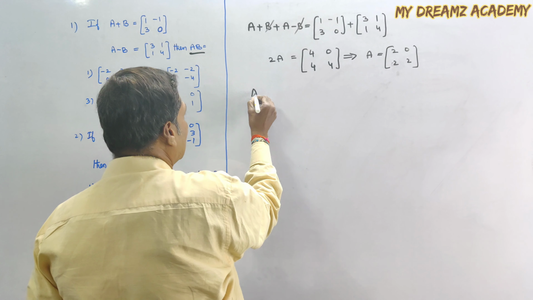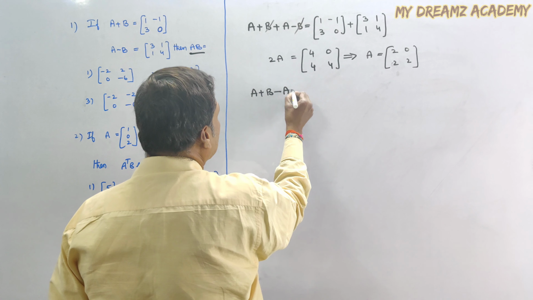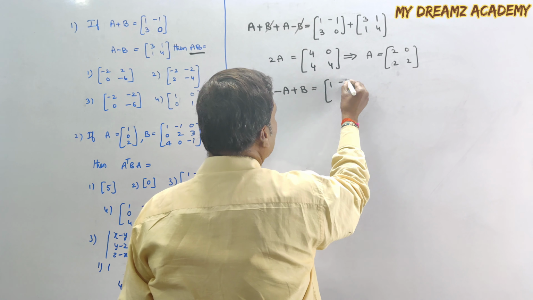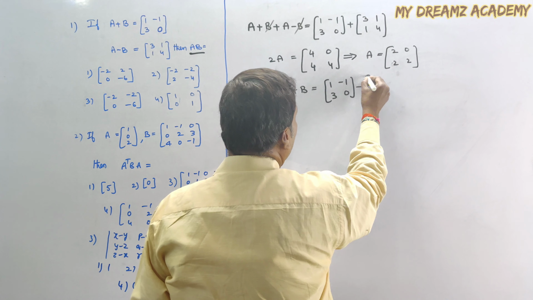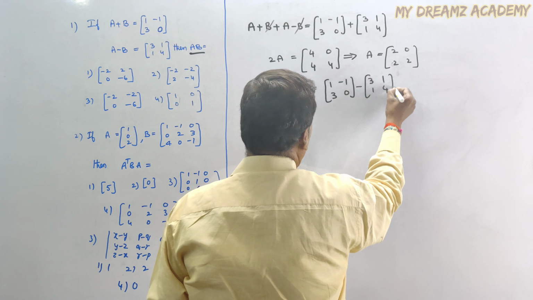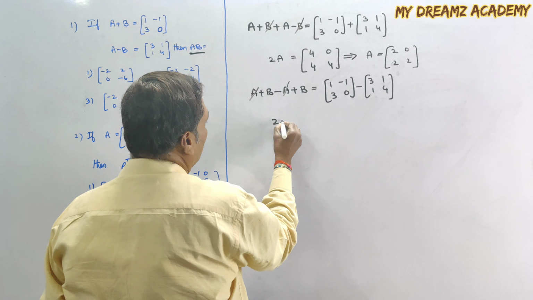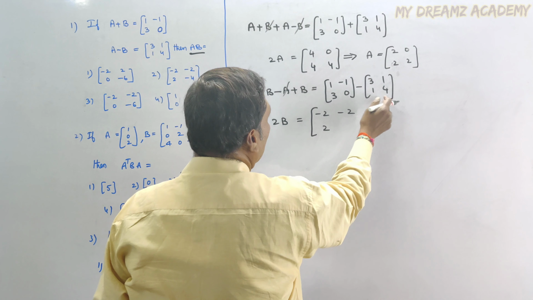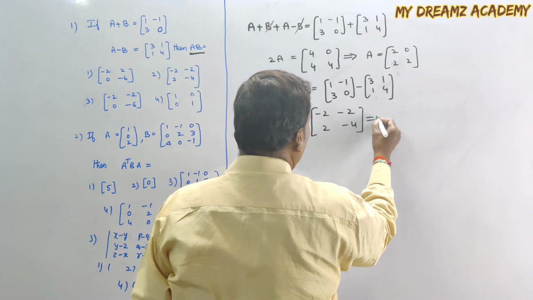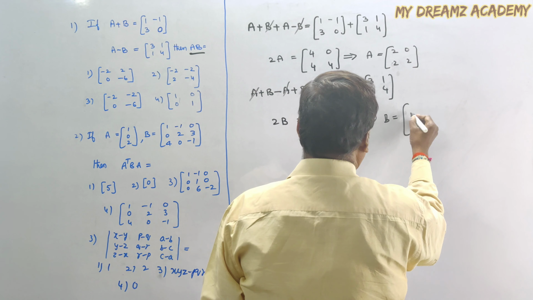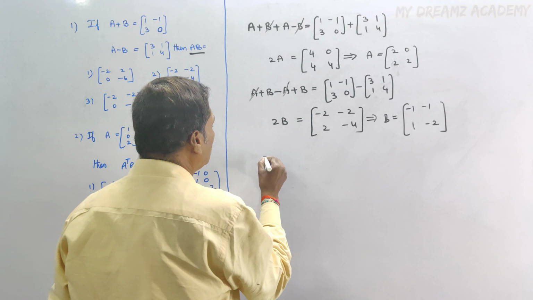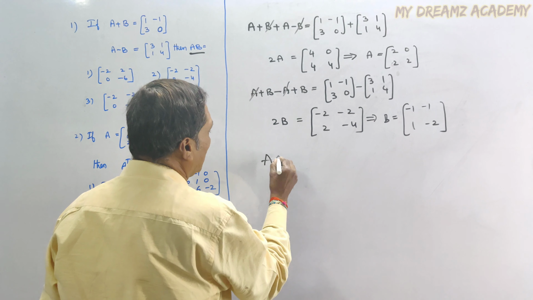Similarly, if I subtract, A plus B minus A minus B, subtracting these two equations, that is [[1, -1], [3, 0]] minus [[3, 1], [1, 4]]. So A and A cancel. Now you will get 2B. 2B is equal to, subtracting, minus 2, minus 1 plus minus 1 minus 2, 3 minus 1 is 2, 0 minus 4 is minus 4. From this, B is equal to minus 1 divided by 2, [[-1, 1], [-2, ...]], this is B. Now just you find AB, the product of these two matrices.